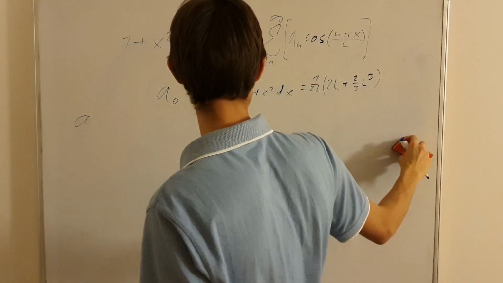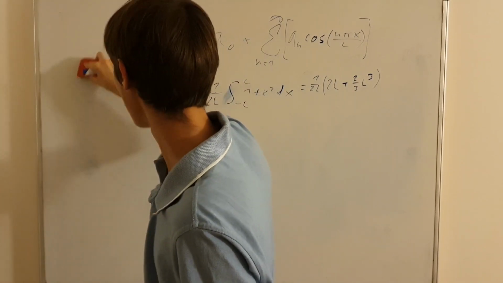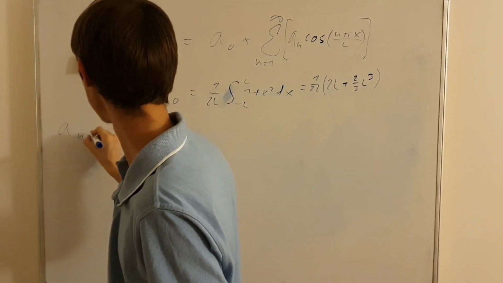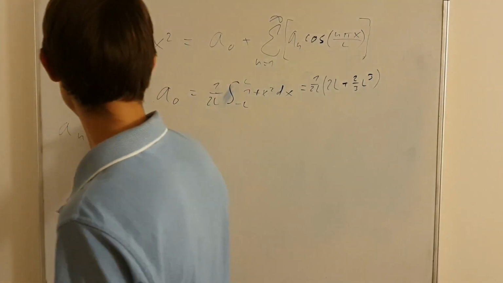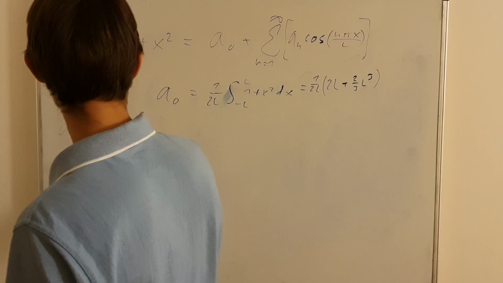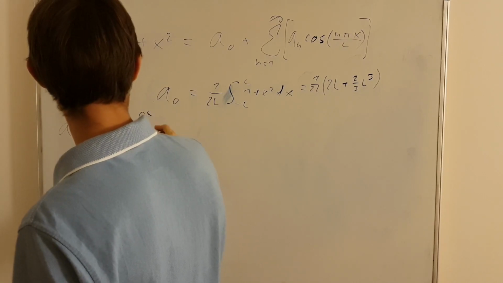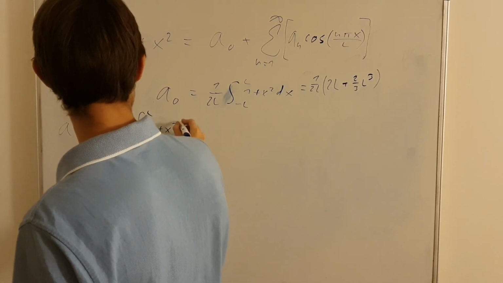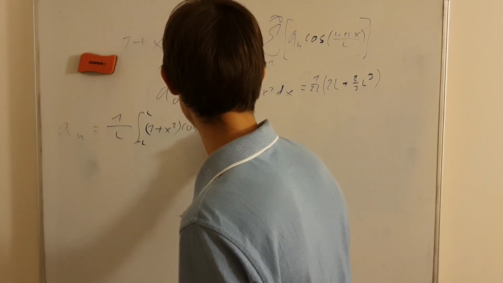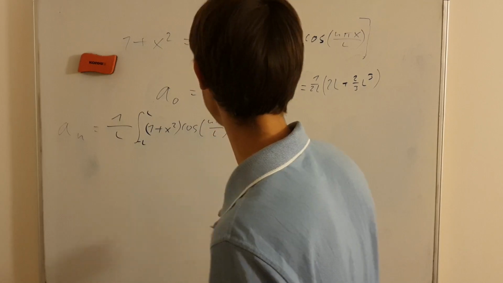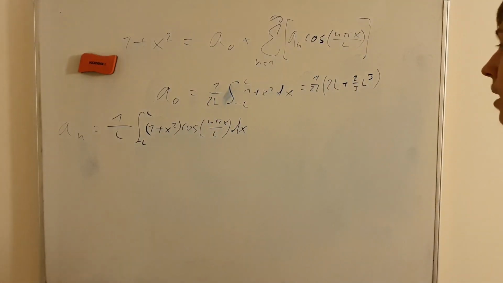It will take a little more, or a lot more, in other words, a lot more time. Alright, so how is this calculated? Well, it is 1 over L, integral from minus L to L, of the function 1 plus x squared, multiplied by cosine of n pi x over L. And it's already visible, I have to do double integration by parts.